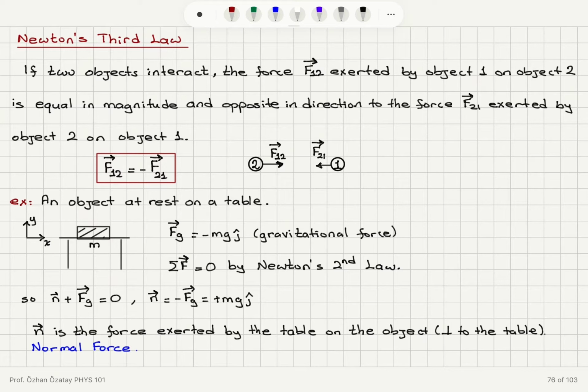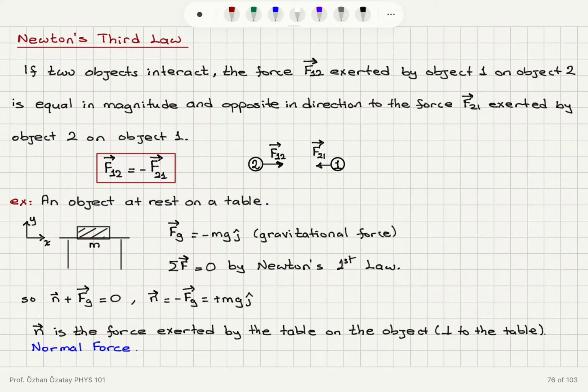Why? Because the object is not moving, or we can say it's due to the first law maybe, because the net force acting on the object is 0. So we should say probably first law here. And the net force acting on the object is the gravitational force plus a force that opposes the gravitational force, so that we will have 0 net force. That force that opposes the gravitational force is the normal force N, which is minus the gravitational force, which is in plus j hat direction and has magnitude mg.